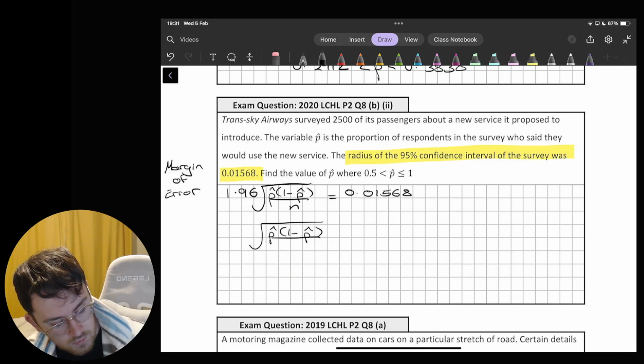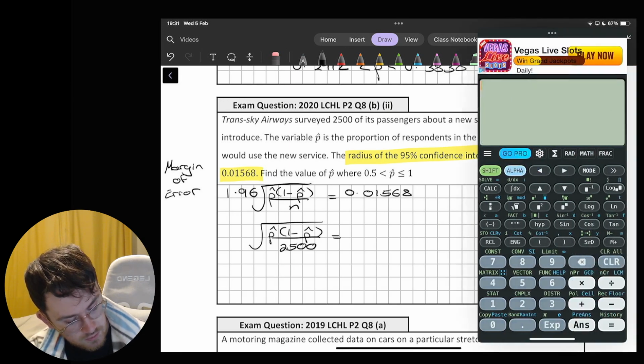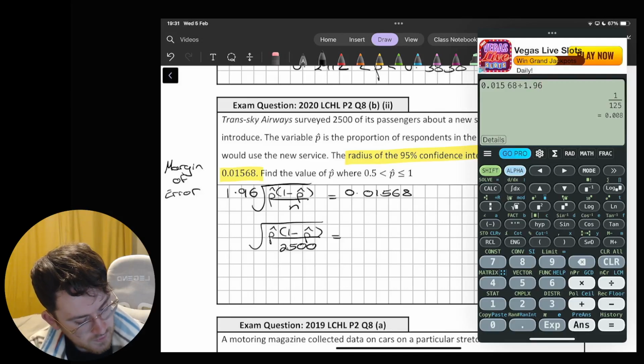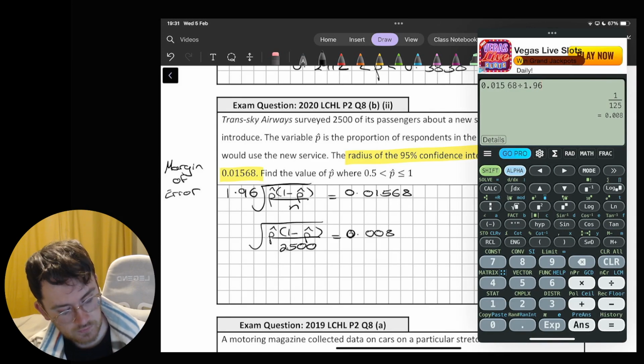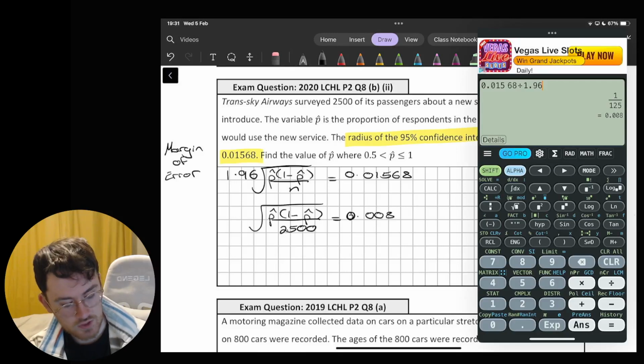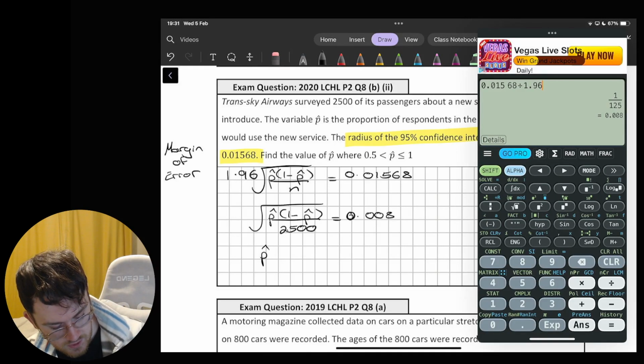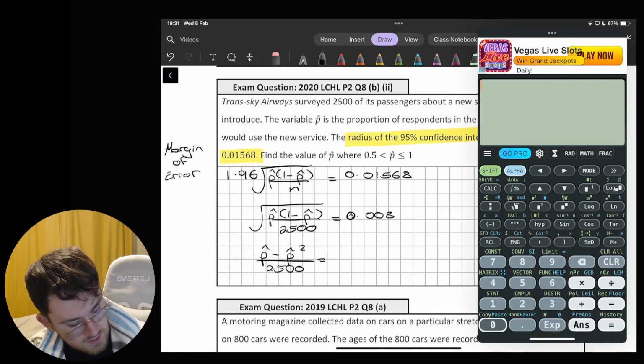Okay, we know what n is because we know the sample size, so we can fill that in. I'm dividing by the 1.96 here to get 0.008. Okay, at this point I might want to square both sides to get rid of my square root here. I'm also going to multiply out that bracket on the top of my fraction.